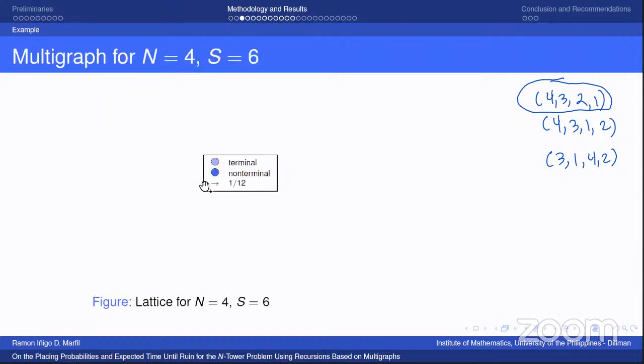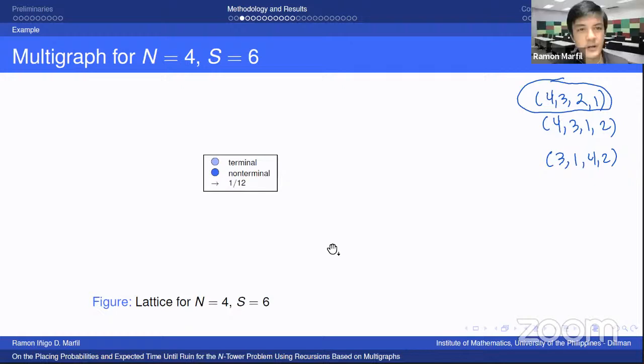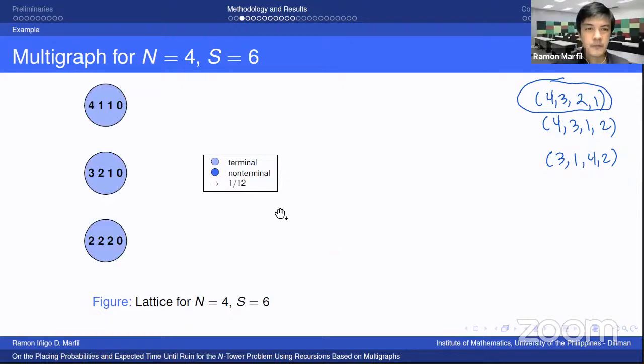So to make this clearer, let's look at an example. For the case where we have 4 players, so n is equal to 4, and the total wealth S is equal to 6, let's construct the multigraph for this. First, let's construct the terminal states for the 4-tower problem. Terminal states for the 4-tower problem are the states where the fourth position is equal to 0.